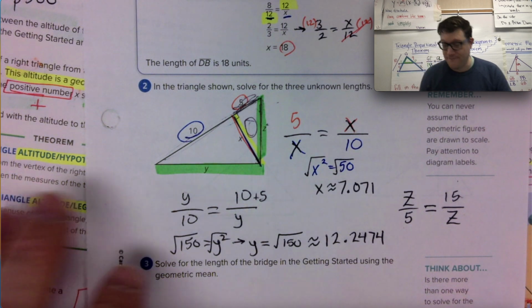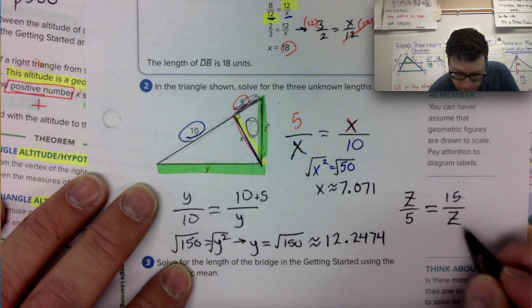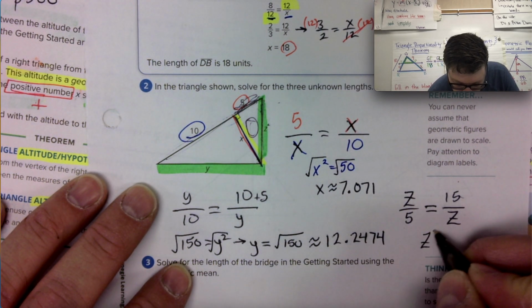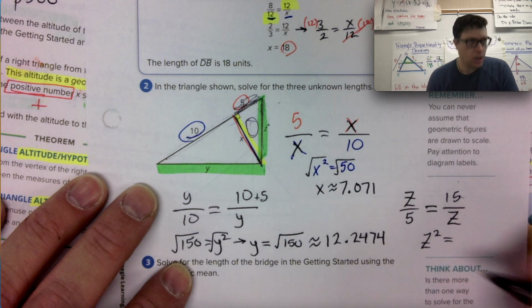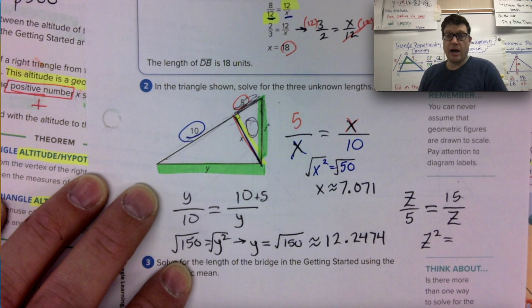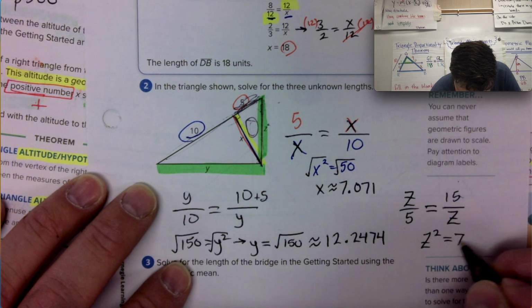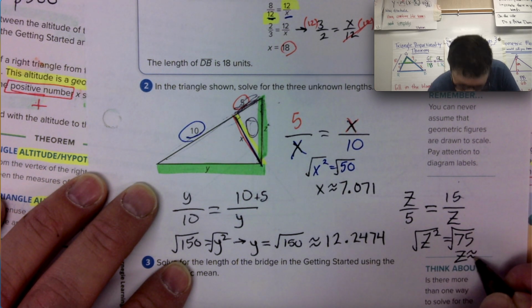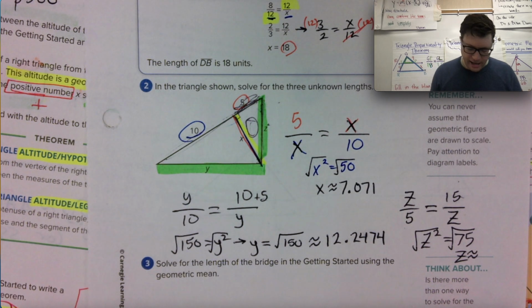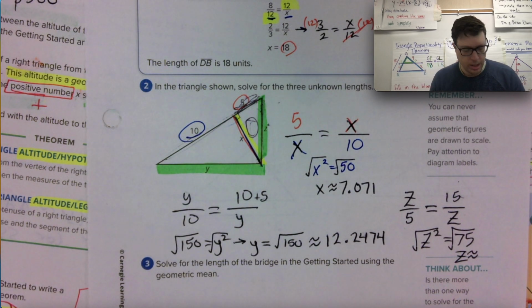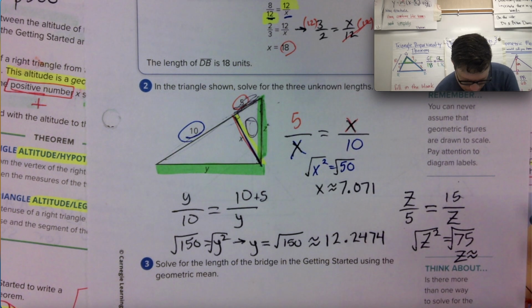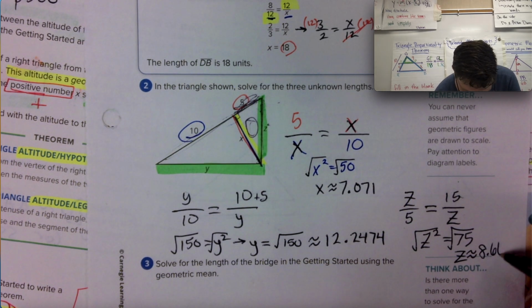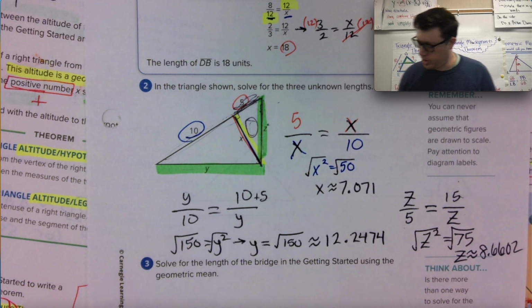Multiply both sides by 5. Multiply both sides by z. We wind up with z squared equals 5 times 15, which is 75. Square root, z is approximately equal to... Hey Siri, what's the square root of 75? It's approximately 8.6602. Okay, we have our three numbers.